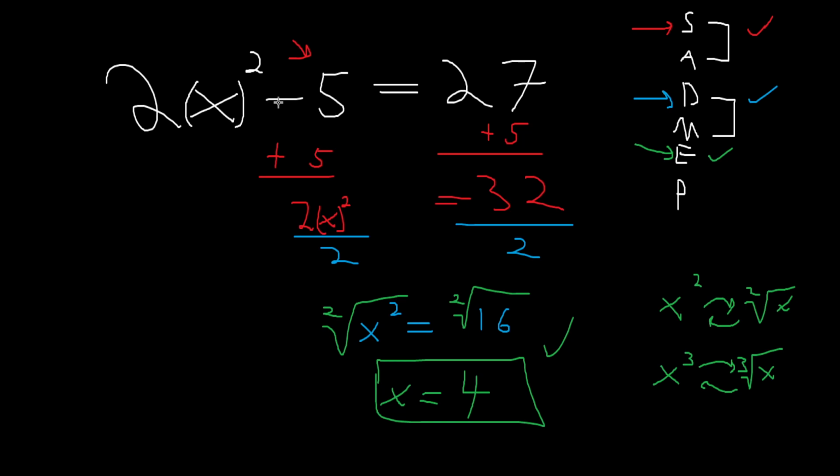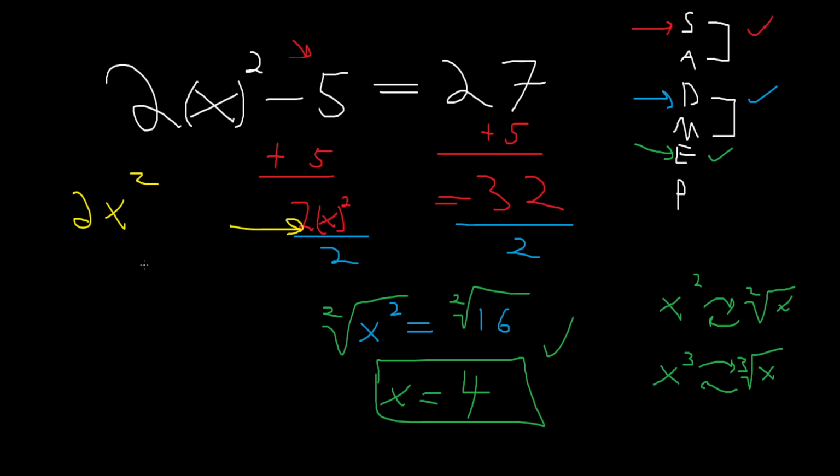By the way, if this was +5, so actually here, I'll highlight some stuff. So that was not at all what I wanted to do. So this, we added 5 because it was -5. So just in case you were wondering, if this had been +5, we would have subtracted 5. Also, up here, we divided by 2 because it was 2 times x squared, right? And the opposite of multiply by 2 is divide by 2.